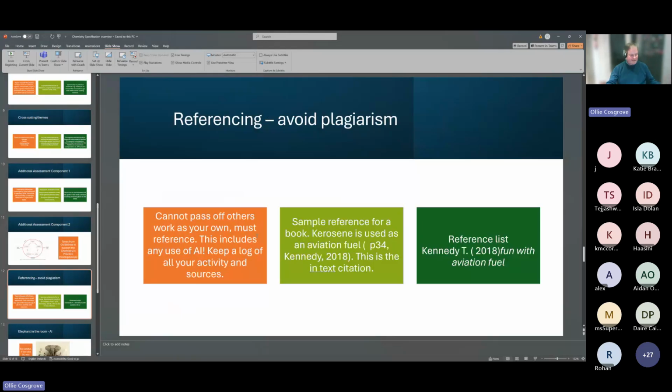Okay, so in the specification and the briefing document and in the guidelines for teachers, they make a really big deal about referencing to avoid plagiarism. So we all know plagiarism is passing off others' work as your own. So we have to reference, and this includes any use of AI.